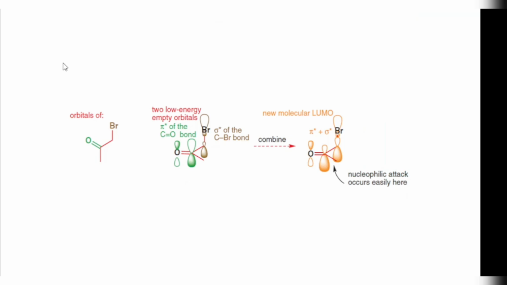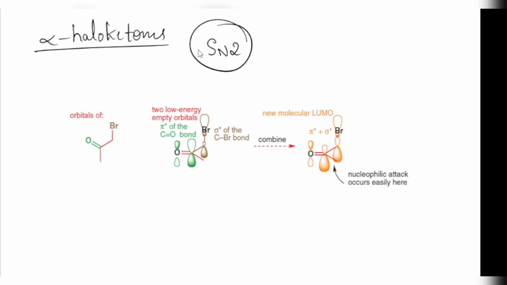And the next topic is the alpha halo. This is alpha halo ketones, or simply alpha halo carbonyl compounds, you can take it. Among all the substrates observed, this alpha haloketone, whatever it is, shows a high tendency for SN2 reaction, because here is the reason.